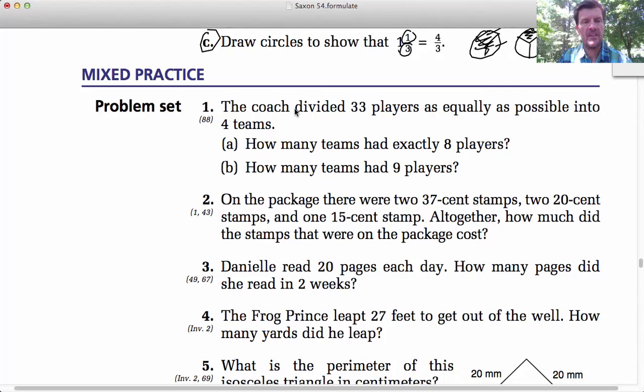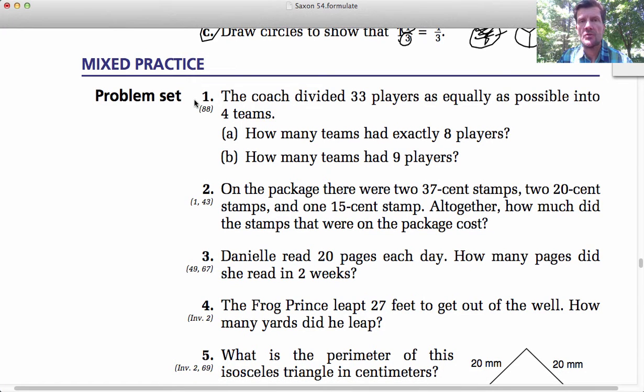Alright, we're going to look at the mixed practice here. You can pause this and go through your problem set and then come back and you can look at some of my comments. But if you feel confident with what you did, you can just stop the video here and work through the problem set and check your answers. Otherwise, come back and we'll talk about some of the problems in the problem set.